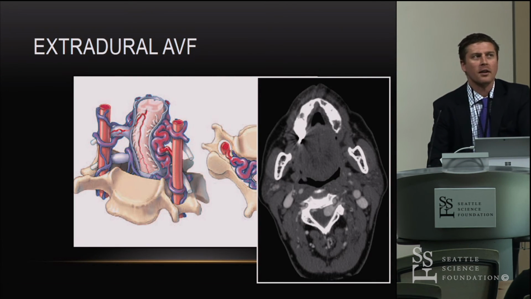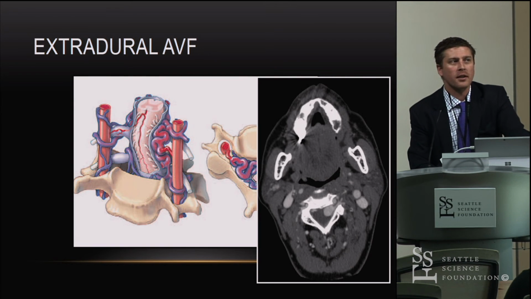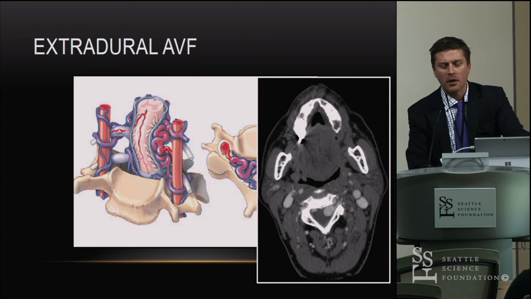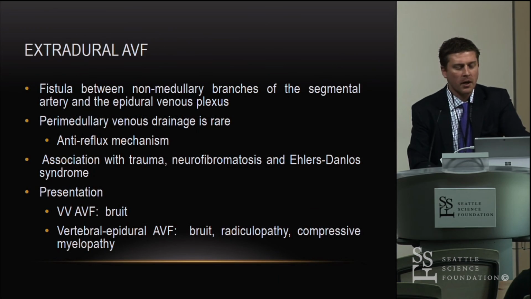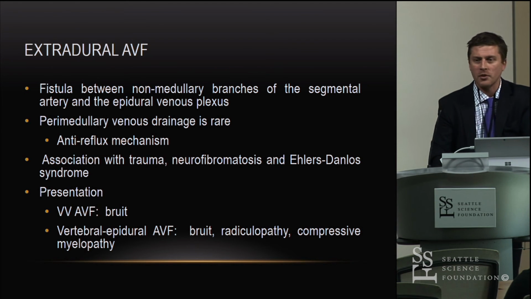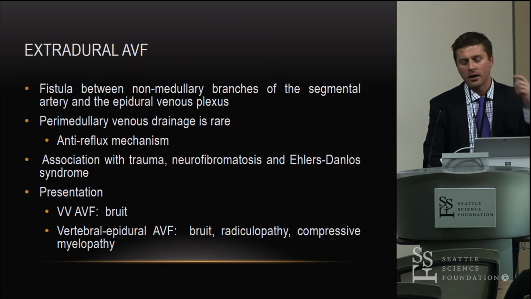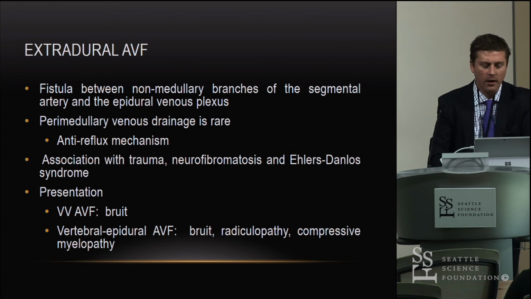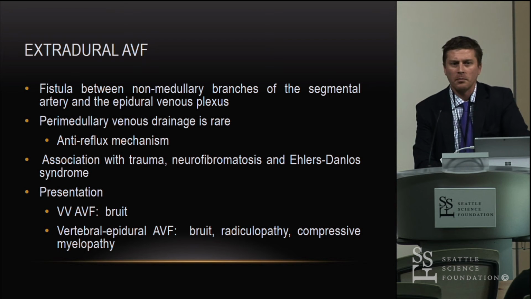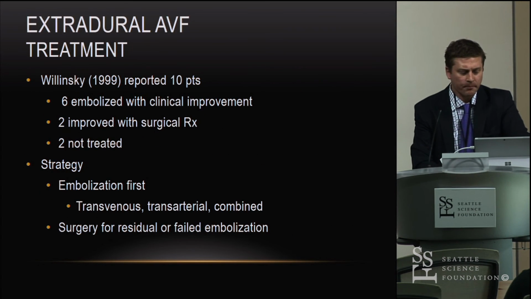I'll briefly mention this last one, just in case you see it. Again, it's rare, extradural AV fistula. So this is a fistulous connection between the arteries and veins outside of the spinal cord itself. So it's a branch or a fistula between non-medullary branches of the segmental artery and the epidural venous plexus. So typically in the vertebral region. It can be associated with trauma, but not always. If you listen, you might hear a bruit, but they can present with radiculopathy, compressive effects like myelopathy.